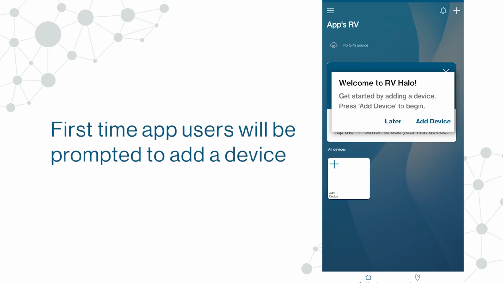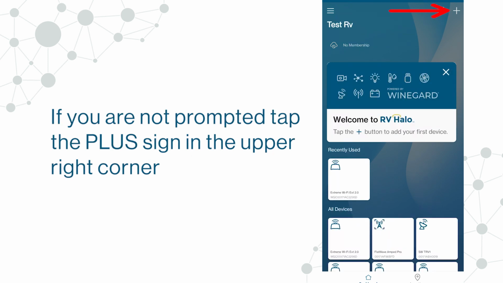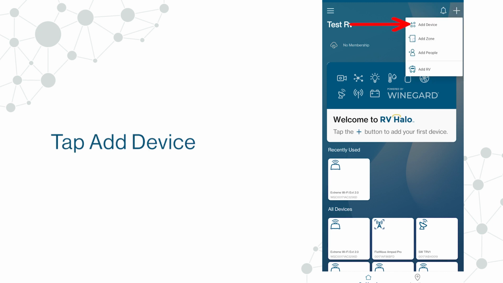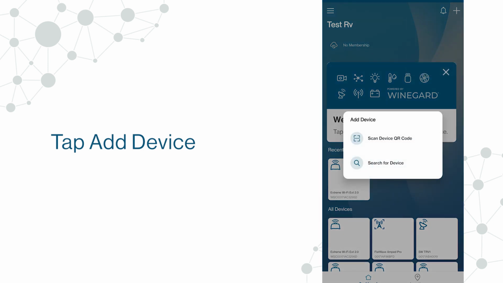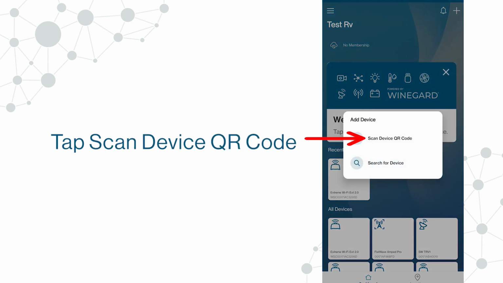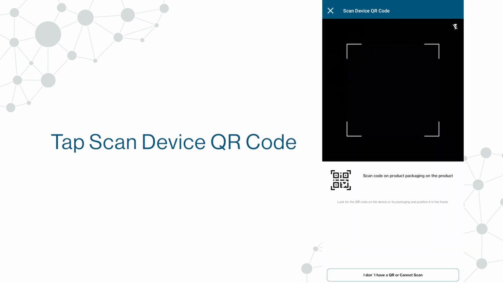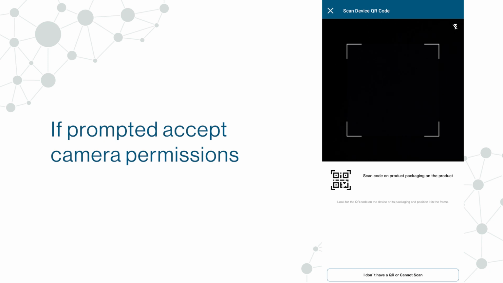First-time app users will be prompted to add a device. If you are not prompted, tap the plus sign in the upper right corner. Tap Add Device. Tap Scan Device QR Code. If prompted, accept camera permissions.